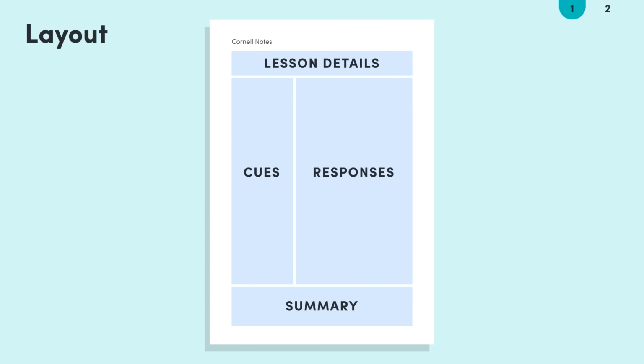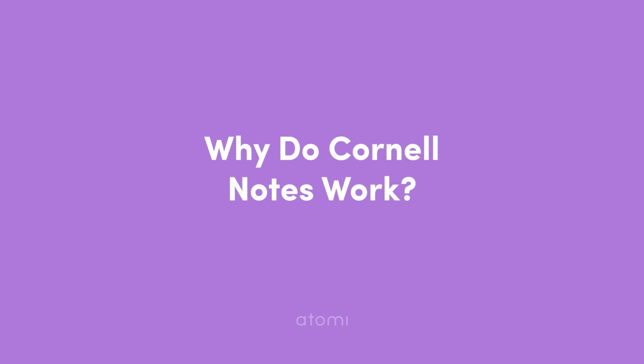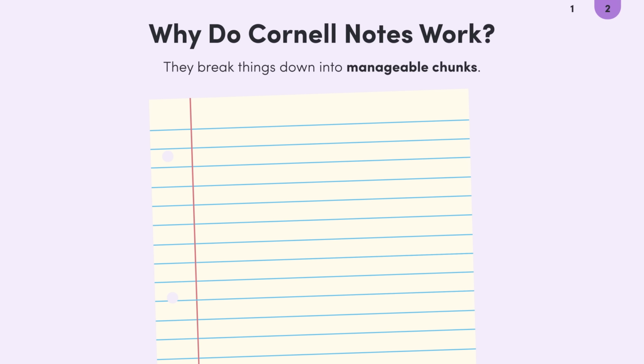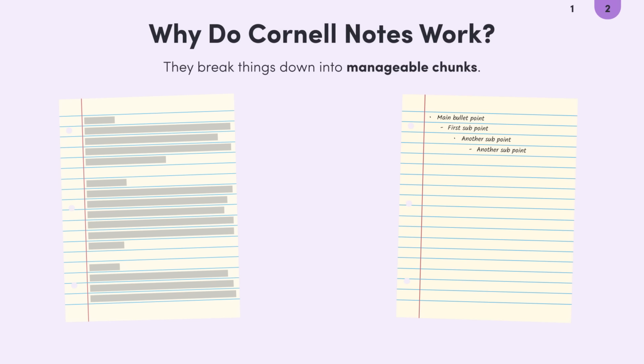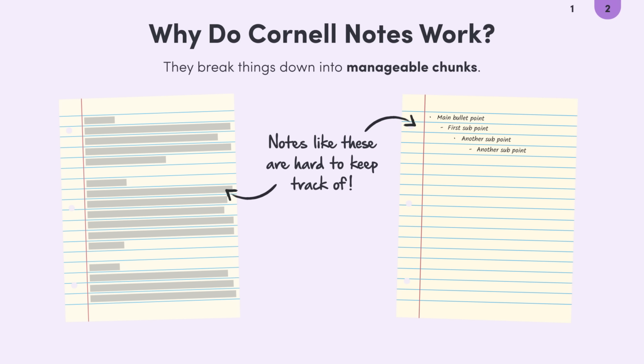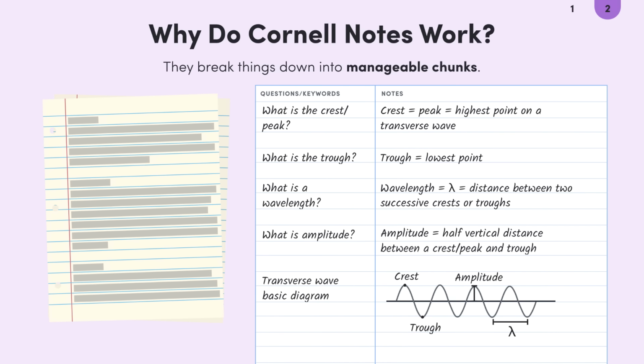So that's the basic structure, but why should we bother? Firstly, Cornell Notes help us to break things down into more manageable chunks of information. We've all had the experience of writing a bullet point, then writing a subpoint, and another subpoint, and another subpoint, or otherwise notes that are just a series of big chunky paragraphs. We're likely to lose track of how the information relates, and the content at the bottom might be quite different to where we started. These notes are also a bit hard to read and find specific pieces of information in easily. Well, Cornell Notes help make sure that each cue and response is a clearly defined chunk of information.